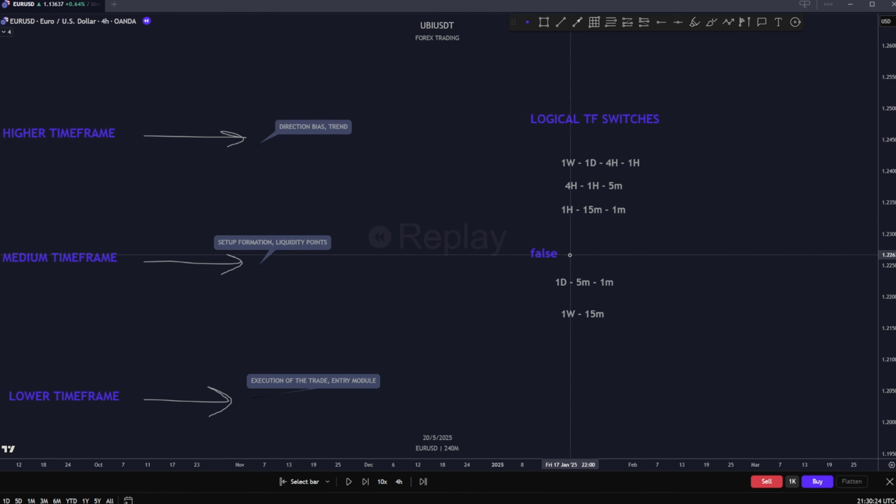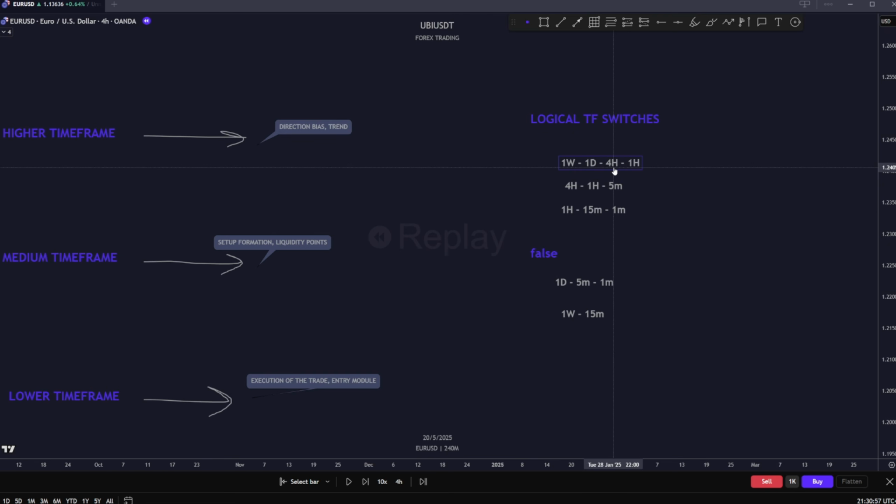And the incorrect and illogical combination of time frames: if you are using daily, and then you switch up to 5 minutes or 1 minute, this is incorrect, guys. There is no logic, there is no confluence, and you will get lost. Also, if you are using weekly and then you switch to 15 minutes, don't use that kind of combination. I don't want to be rude or mean, but don't use this kind of time frames. It's illogical, and use logical time frames.